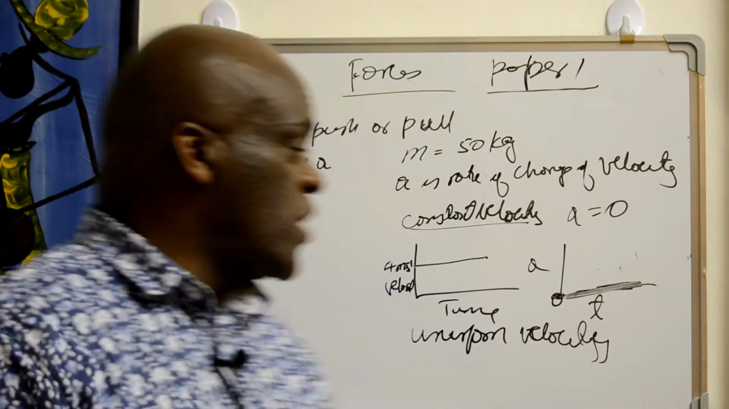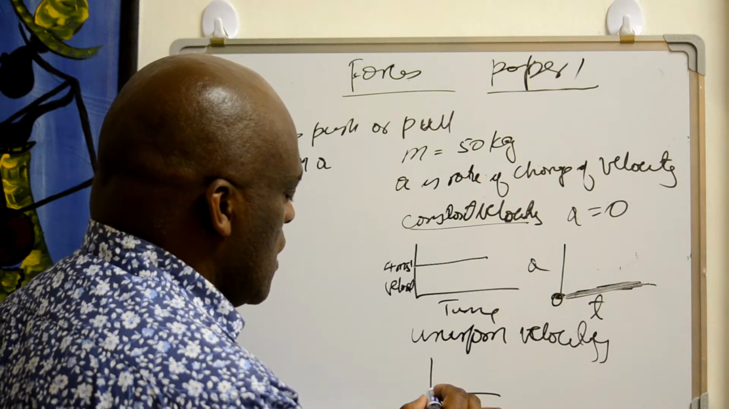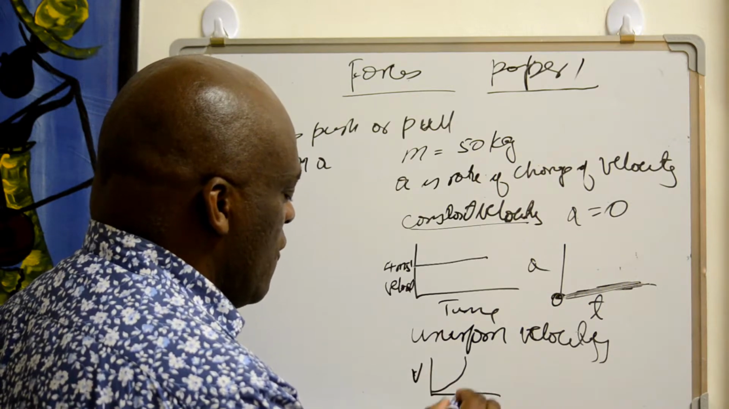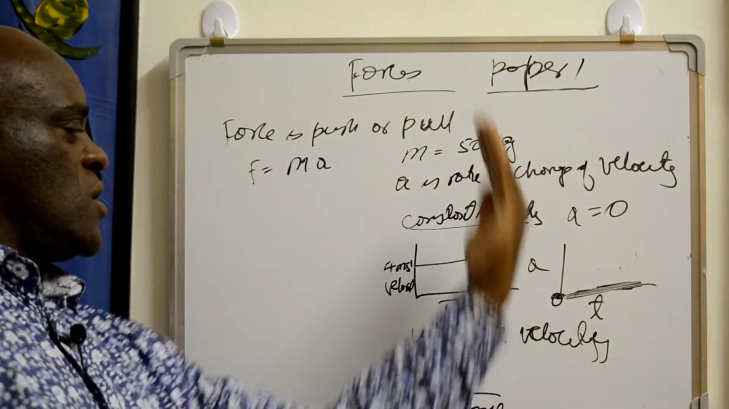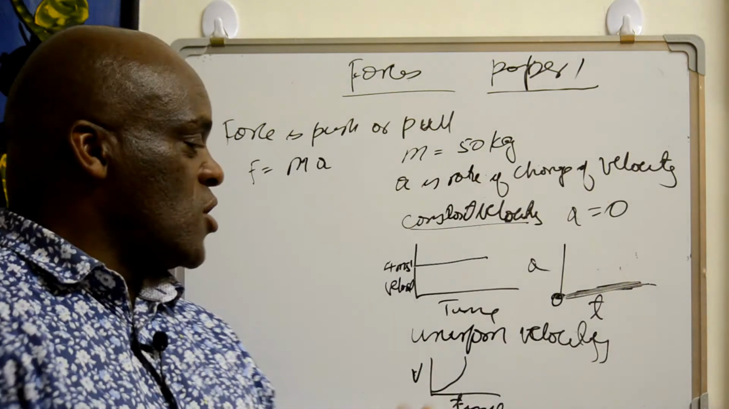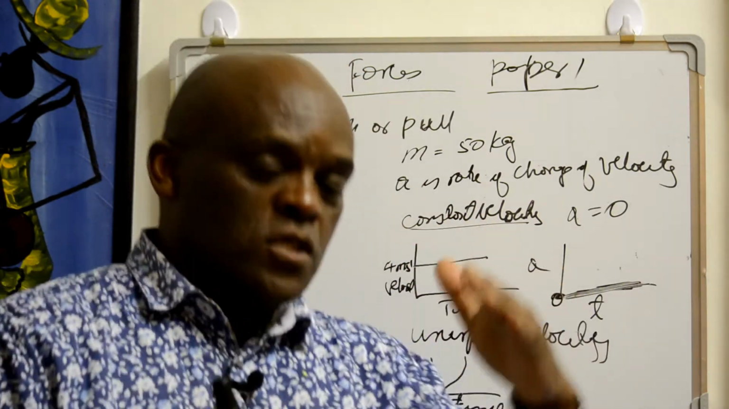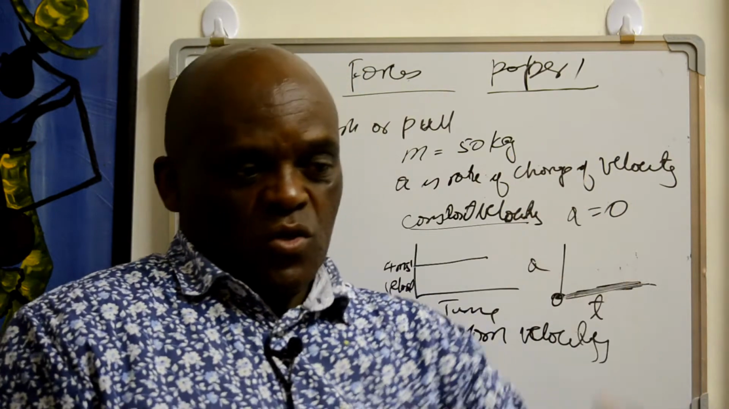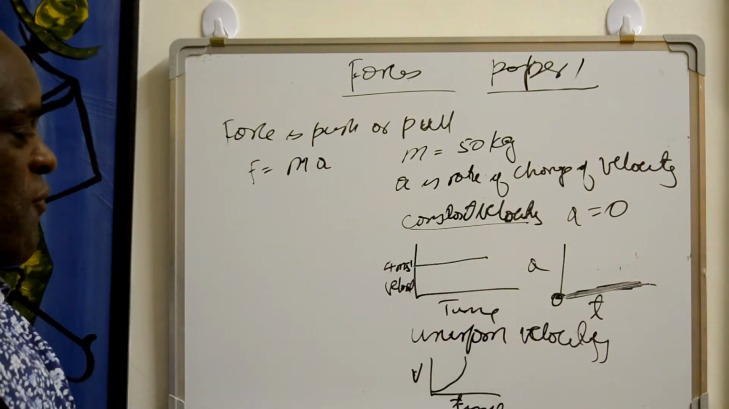How do you draw this on the graph? It's just going like this. That is a velocity versus time graph for a uniform motion. Your velocity is changing by the same amount from 20 to 40 to 60, a constant 20: 40, 60, 80, 120. That's called uniform motion.